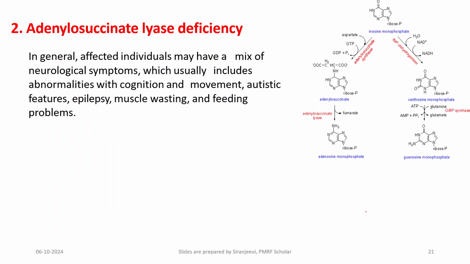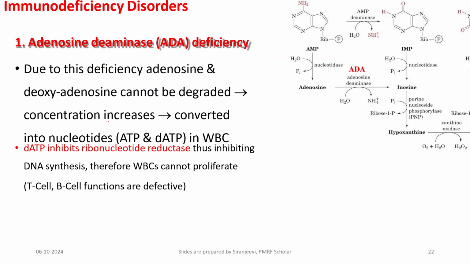production. And then the second one is the adenylosuccinate lyase deficiency, where this enzyme converts adenylosuccinate to the adenosine monophosphate. In general, affected individuals may have a mix of neurological symptoms, which usually includes abnormalities with cognition, movement, and then autistic features, epilepsy, muscle wasting, and then feeding problems will be seen in the adenylosuccinate lyase deficiency.